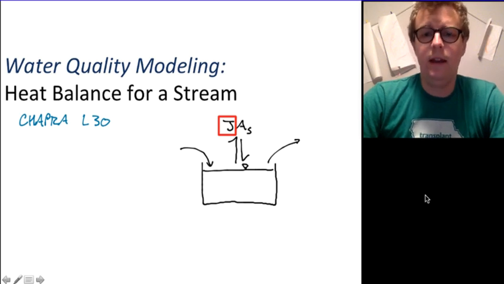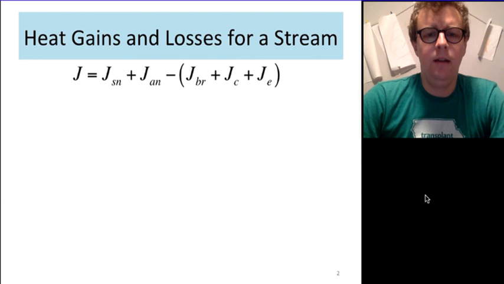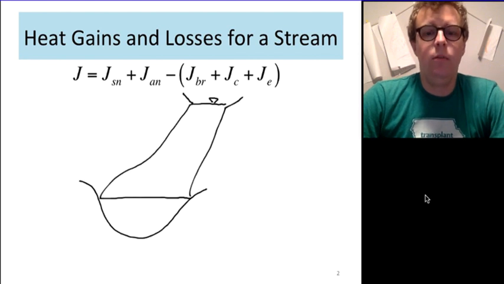What we're going to do today is focus in on that J, that heat flux, or heat per area per time, and see if we can understand how waters are interacting with their atmospheres to set their heat balances. And so to do this, we're going to take a look at the major gains and losses of heat to a stream. So if we picture a stream, we're going to look at 5 key processes today.